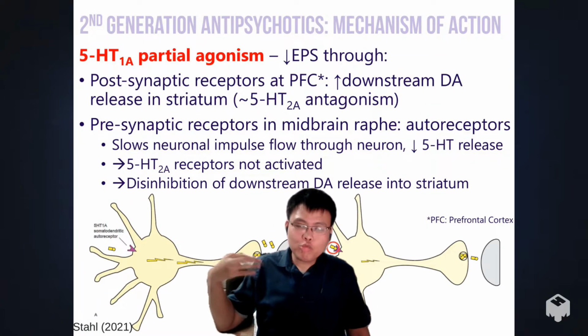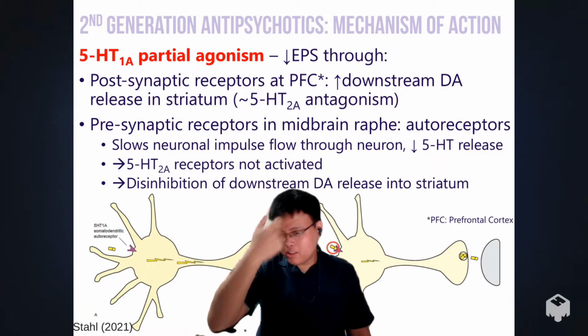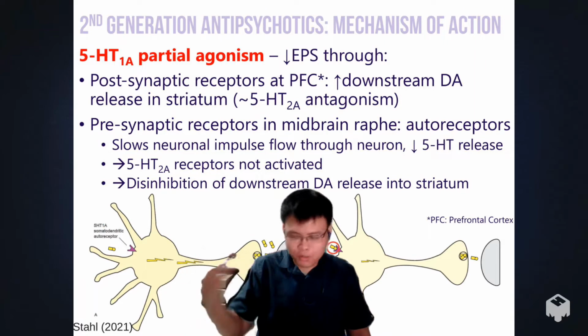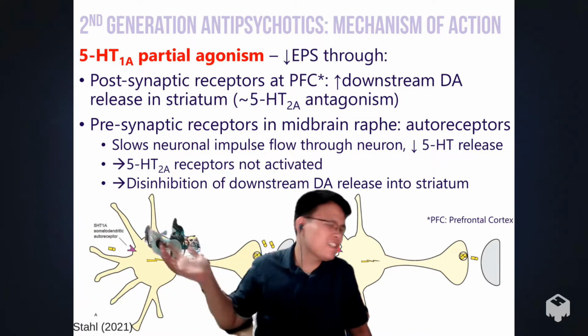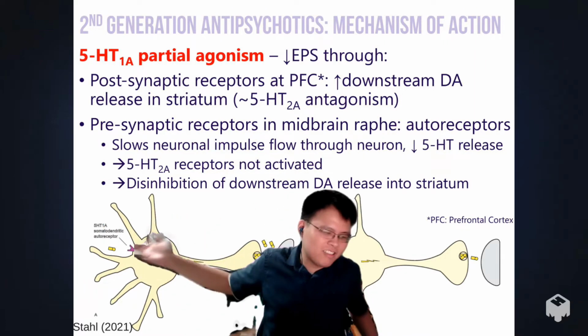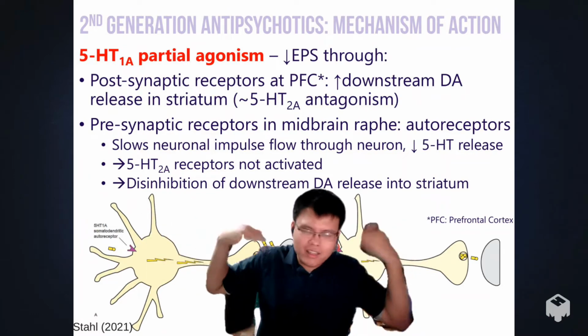For 5-HT1A receptors, it depends on whether we're talking about the pre or postsynaptic ones. Because of course, there are pre and postsynaptic receptors, and of course, they're located in different parts of the brain.